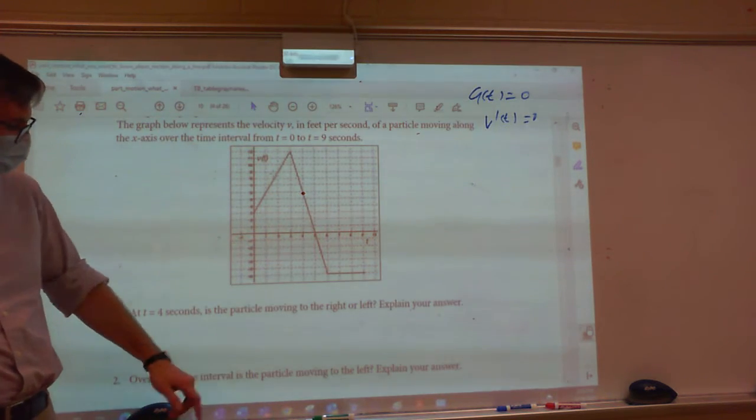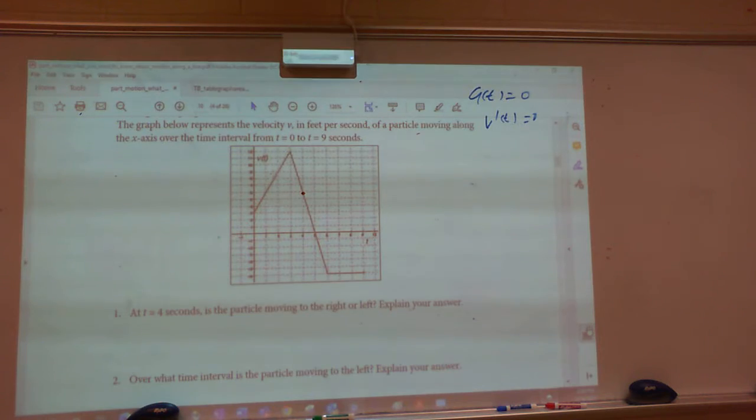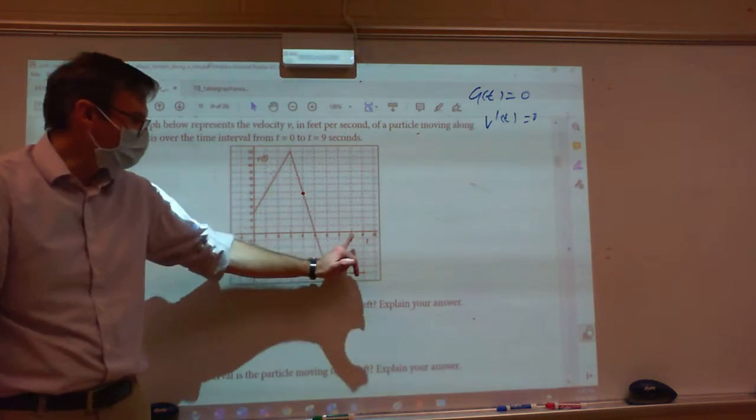Over what time interval is the particle moving left? From 5 to 9. 5 to 9, because our velocity is negative.